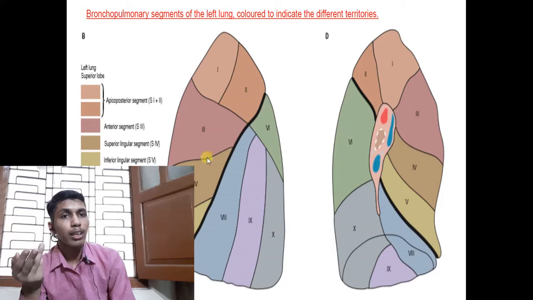that is related to the lingula, the tongue-shaped projection, so it is named for the lingula. This one lying superiorly is the superior lingular segment, and this one is the inferior lingular segment.